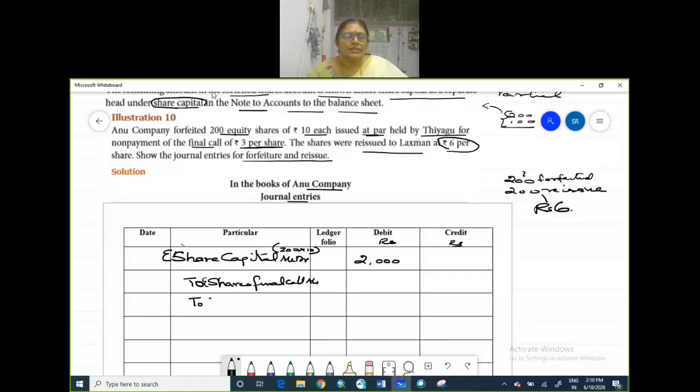To forfeited shares account. You write forfeited shares, or shares forfeited, both you can write. Forfeited shares account. How much is the call amount? 200 into how much? 3 rupees. So that comes to 600. So what is the balance? 200 into 7. So that comes to 1400. It is credited because it's a profit. Being 200 shares forfeited. Let's make it very short. Shares forfeited.